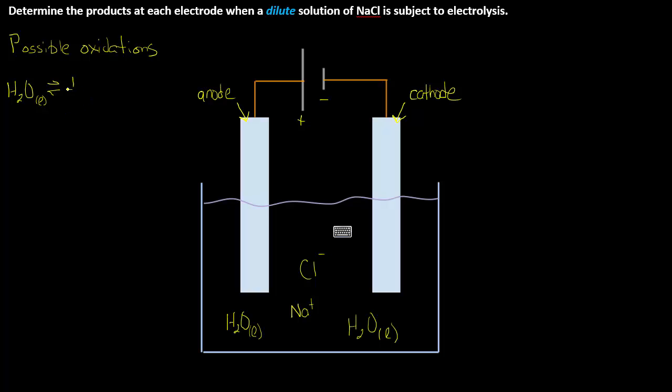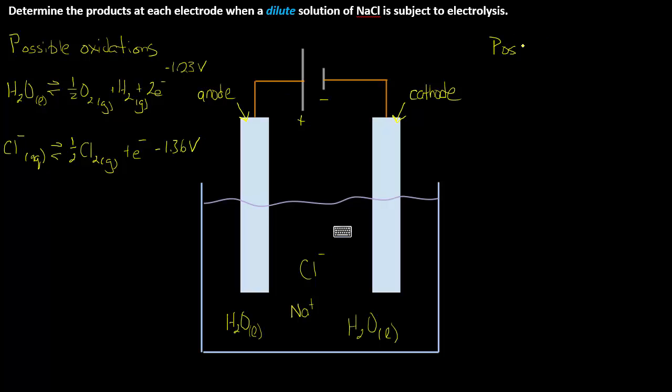We're going to look at the possible oxidations and possible reductions that can occur in this system. So water could be oxidized to oxygen gas and hydrogen gas. This would have a cell potential of negative 1.23 volts. You'll notice if you look in the data booklet that this is listed as positive 1.23. I've reversed the reaction and therefore reversed the sign of this already for you. Likewise with the chloride to chlorine half reaction, I've reversed the sign from what's in the data booklet because I've reversed the reaction. So the oxidation would have a potential of negative 1.36 volts.